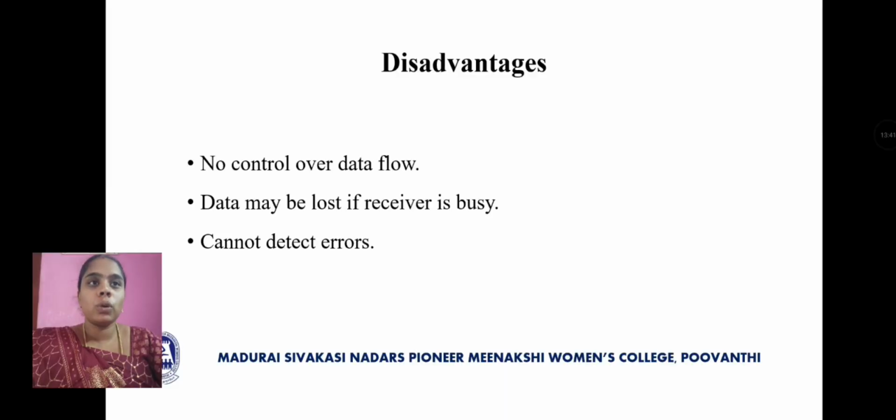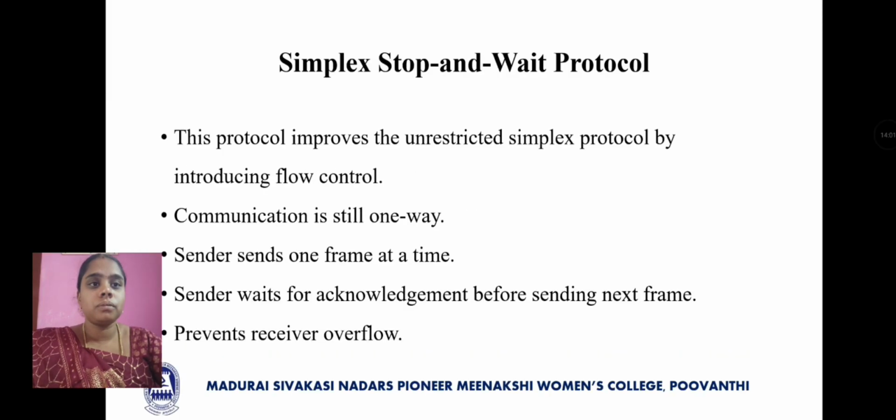And then, it cannot detect errors. The unrestricted simplex protocol cannot identify corrupted or damaged frames during transmission. Incorrect data caused by electrical noise cannot be detected by the receiver, and it cannot be corrected by the receiver either.